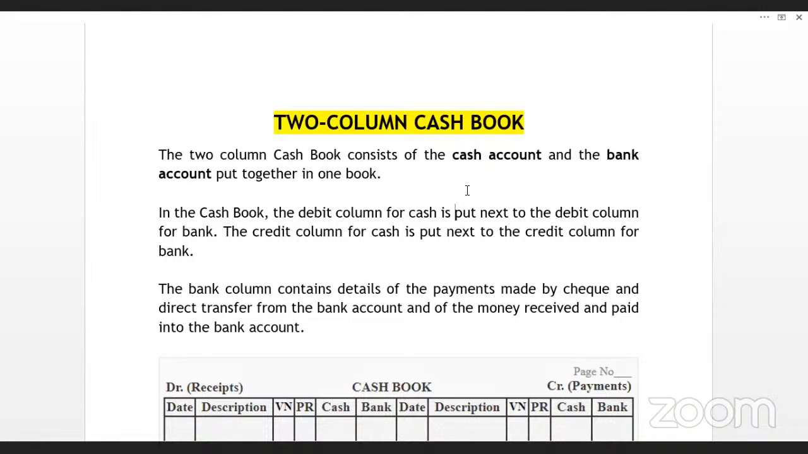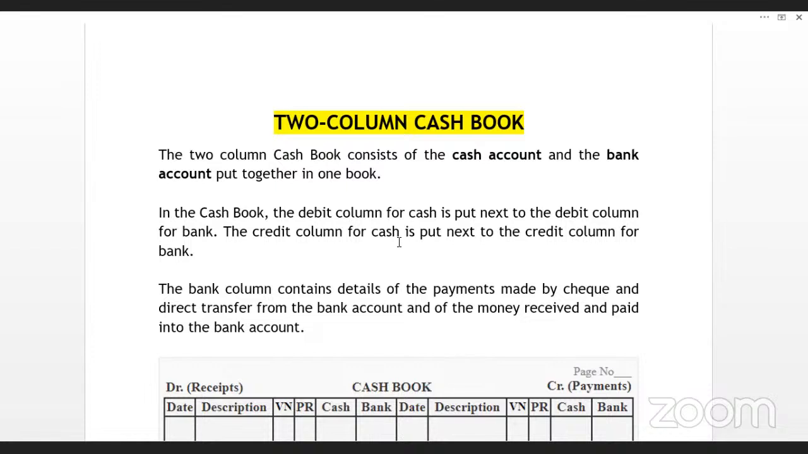Now, in the cash book, the debit column for cash is put next to the debit column for bank, as we are going to see. Then the credit column for cash is put next to the credit column for bank. That is on the credit side of the cash book. Remember, the cash book has two sides, the debit as well as the credit side. So on each side there will be a cash column as well as a bank column.